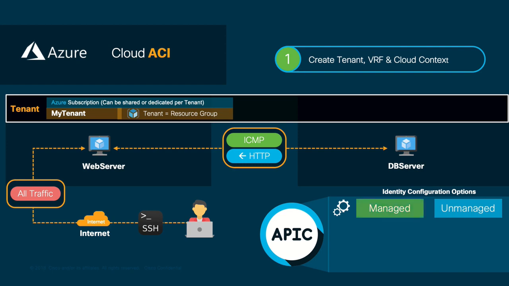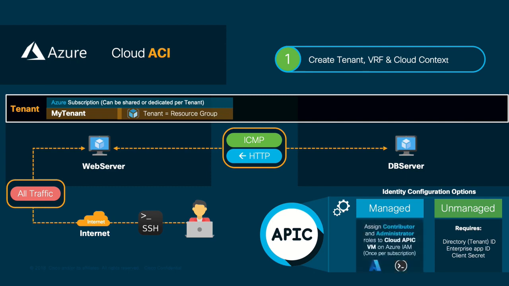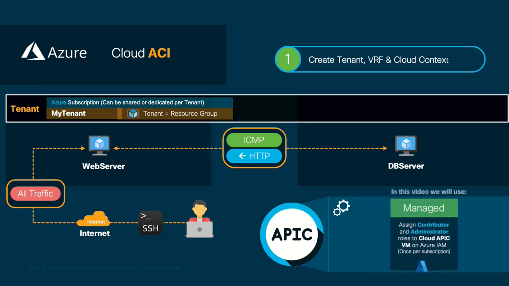In Managed, you just need to assign the Contributor and User Access Administrator role to the Cloud APIC VM, and you can configure it either through the IAM GUI or through Azure Shell. On the other hand, if we go with Unmanaged, further requirements we will not cover today are needed. In our case, we will go with the Managed option using the GUI.